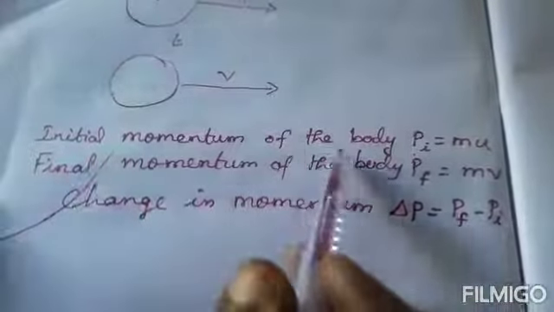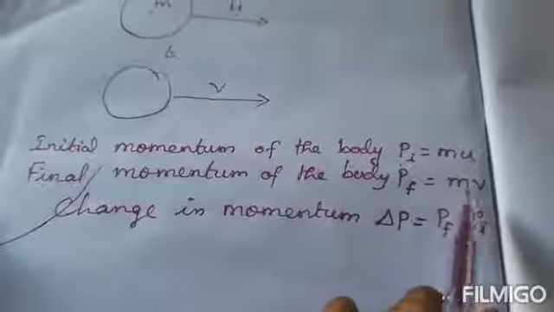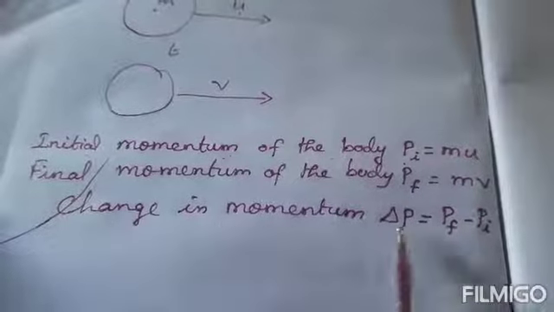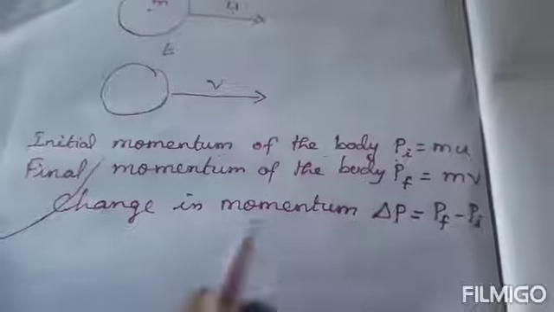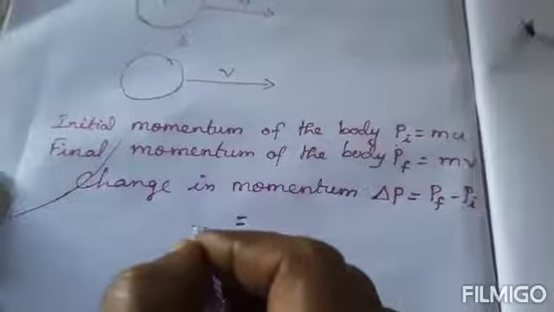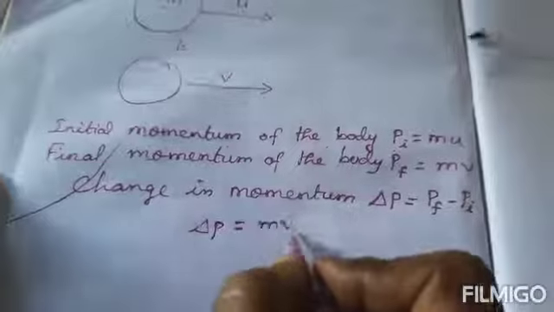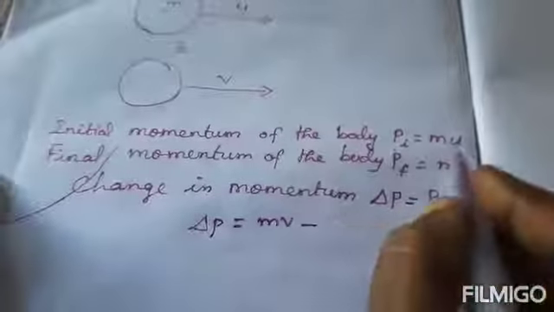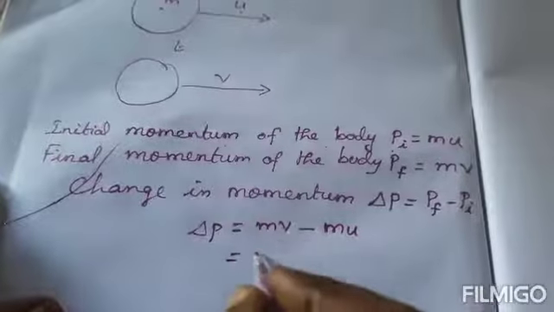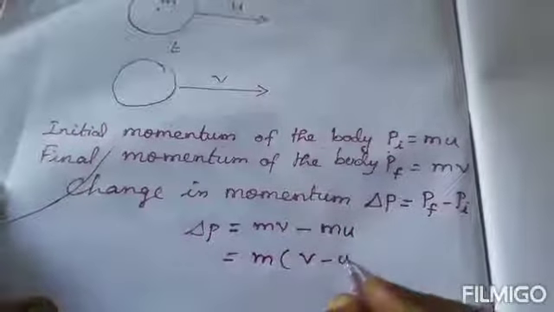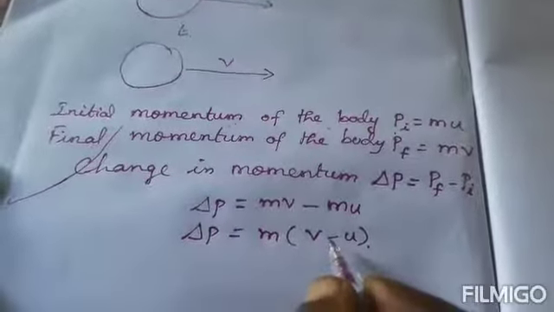First one, initial momentum of the body Pi equal to mu. Final momentum of the body Pf equal to mv. Next one, change in momentum, denote the letter delta P, equal to Pf minus Pi. Delta P means change in momentum. Pf is mv, minus Pi, which is mu. Then we can take m as common. So m into v minus u. That is delta P, the change in momentum, m into v minus u.